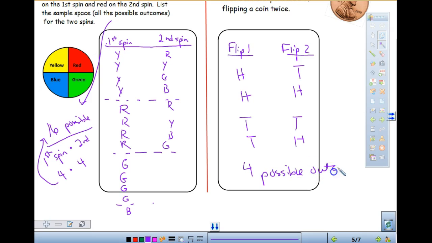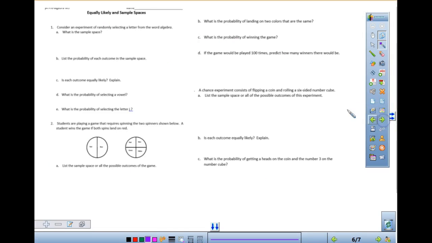And the key thing to remember is that as you do this, the possibilities for the first one times the possibilities for the second one give me all of my total outcomes. Now, tomorrow we're going to be looking at another way of doing this with probability, which is listing them in tables and tree diagrams. But for today, you are now going to be doing this homework.